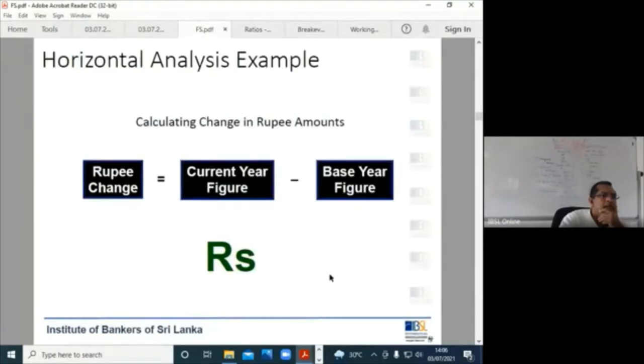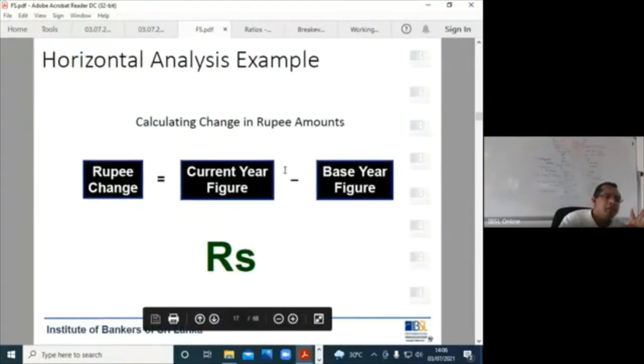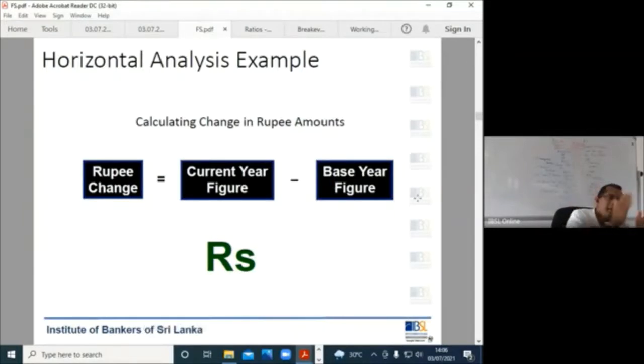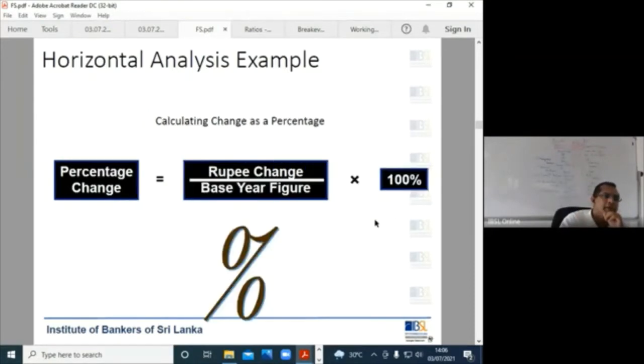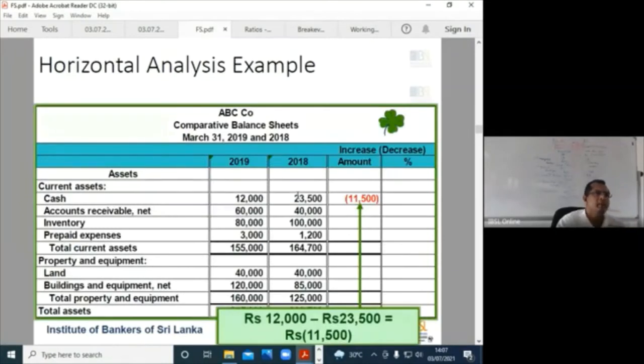For a horizontal analysis, the base is where we start comparing, and the next one is the current year. Base is the first year of evaluation. We take the change between the 2 years and divide it by the base year figure to get the percentage. This is an example.